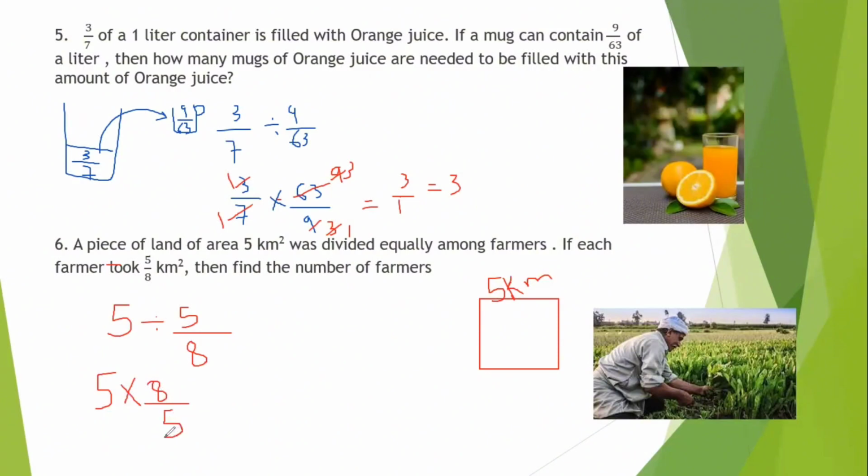Then simplify. 5 divided by 5 equals 1. 5 divided by 5 equals 1. And this is 5 out of 1. 1 times 8, 8. 1 times 1 equals 1. So the number of farmers is 8 farmers.